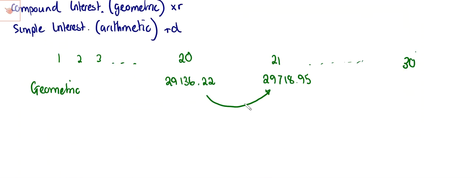Okay, so what are we finding? Not the difference, but the times the r, which is called the ratio. So we want to know what the ratio is. How do we work that out? So 29,718.95 divided by 29,136.22. Okay. And you get the answer?